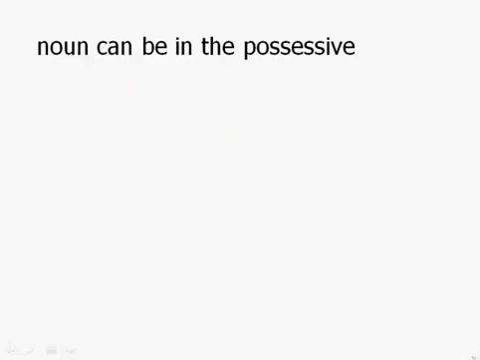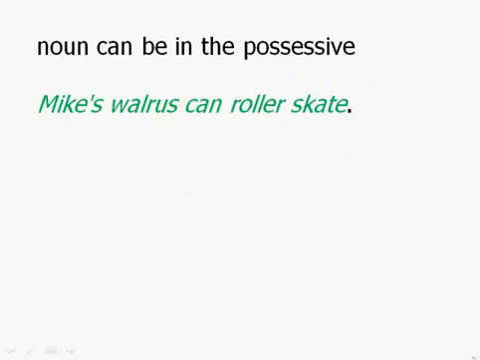Finally, nouns can be in the possessive. And this is kind of a curveball. This is interesting. So for example, if I have a sentence like Mike's walrus can roller skate, well, the word Mike, that's a proper noun, so that's a name. But because it's in the possessive, it's acting like a modifier. It's modifying the walrus, which is, in fact, the subject of the sentence. And so, in a way, it's not really in a noun role anymore.